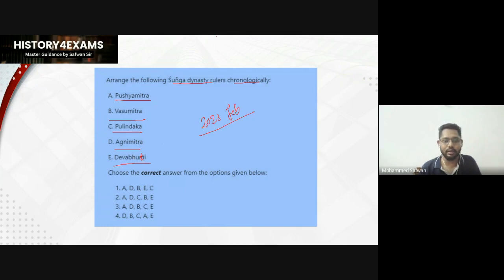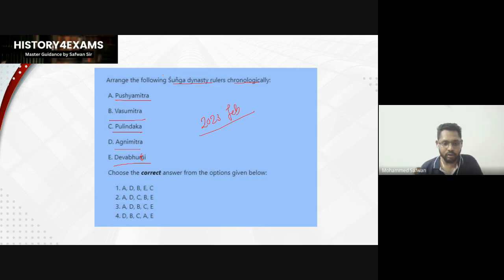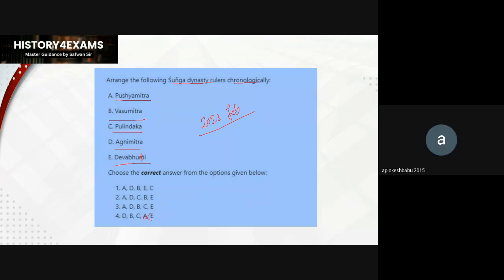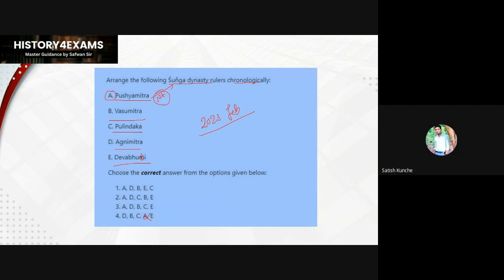Could you please try, guys? Just try yourself. I'll give you some hints. Pushyamitra Sunga is the founder of the dynasty. Since he is the founder, he should be first. So only Option C.